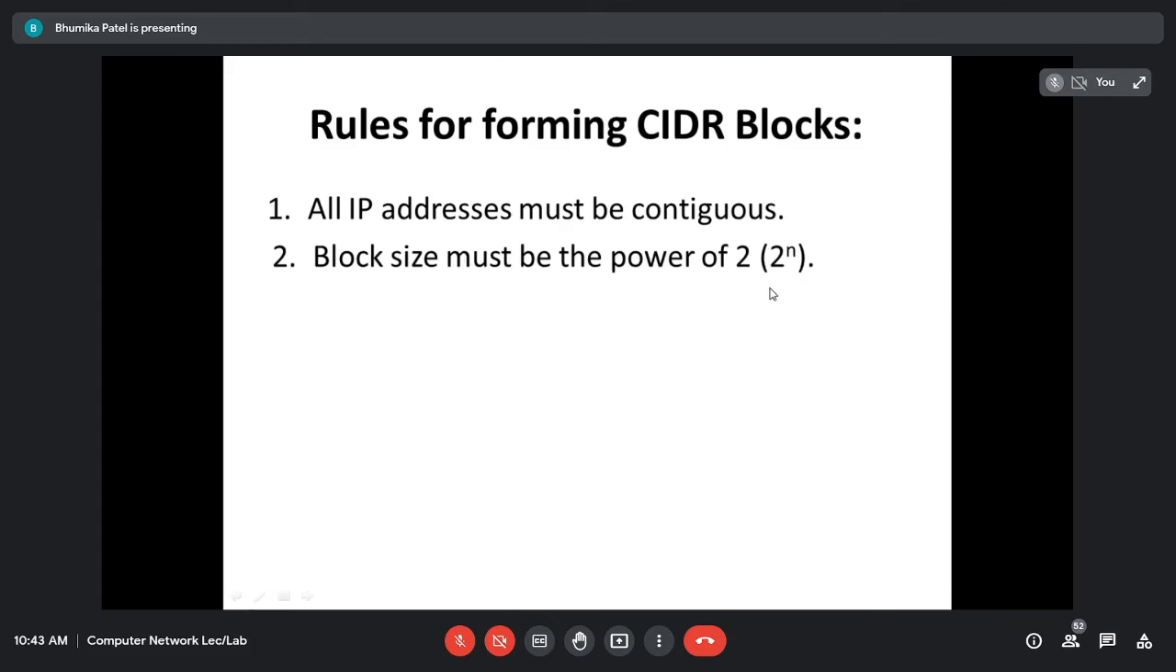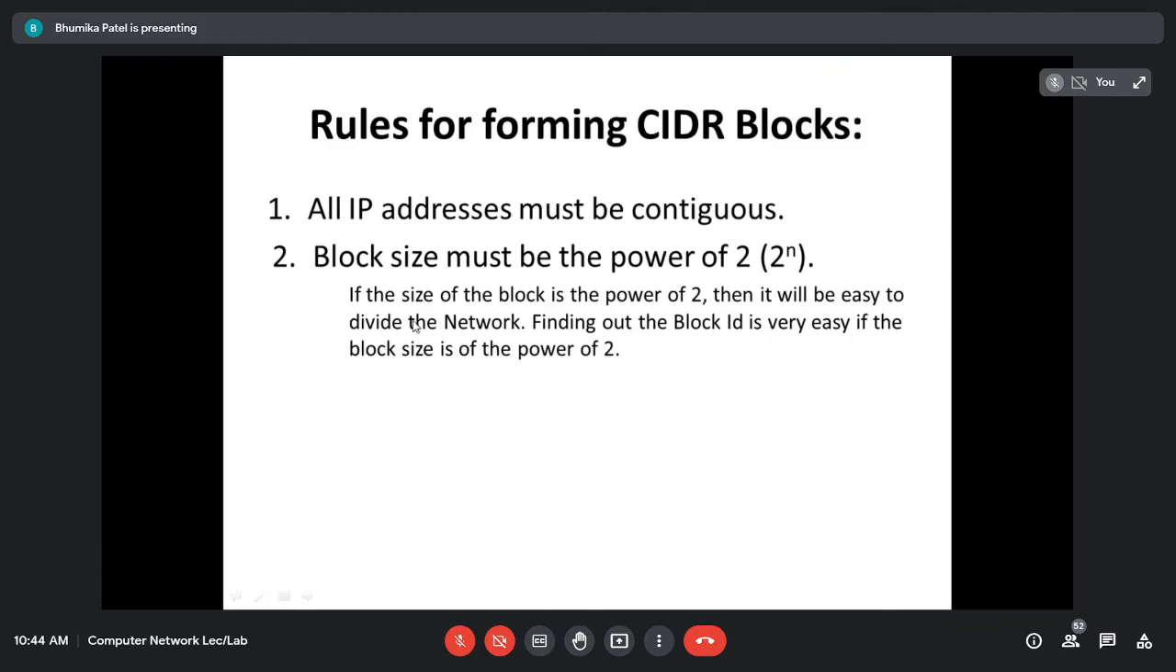તમે કોઈ પણ block buy કરો, purchase કરો, it doesn't matter, right? But the size of the block must be power of 2. 2^n ના ફોર્મમાં જ હોવા જોઈએ. Okay, so because if the size of the block is power of 2, then it will be easy to divide the network. મારે જે network ને જ્યારે divide કરવાનો આવશે, then it will be easy.